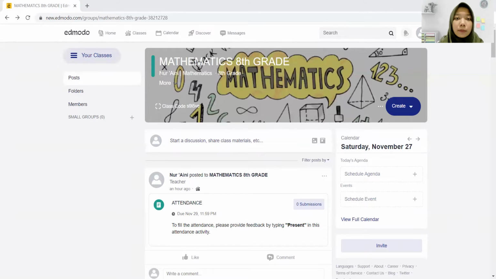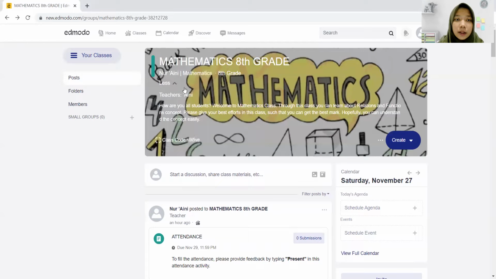We go to my product. I make the mathematics 8th grade and I give the description. How are you all students? Welcome to mathematics class. Through this class, you can learn about relations and functions concept. Please give your best efforts in this class such that you can get the best mark. Hopefully, you can understand the concept easily.